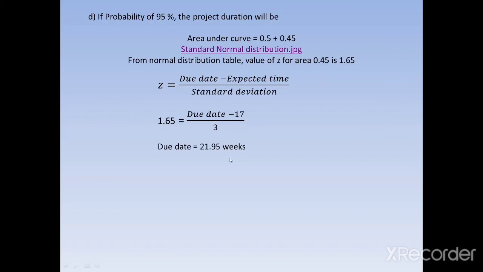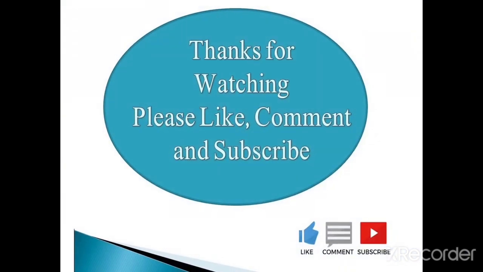21.95 weeks. It means that 21 weeks get completed and the 22nd week is pending, so we consider this as 22 weeks. Though it is 21.95 weeks, we take 22 weeks as our answer. So this is all about this topic, that is PERT. I think you will understand this topic and all the problems.